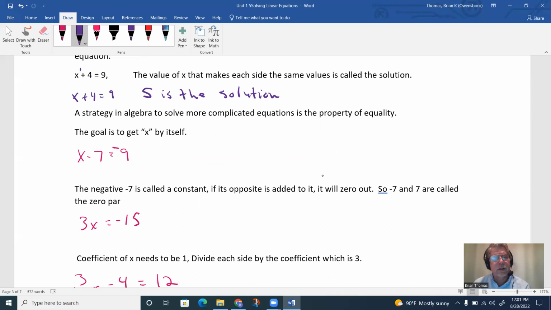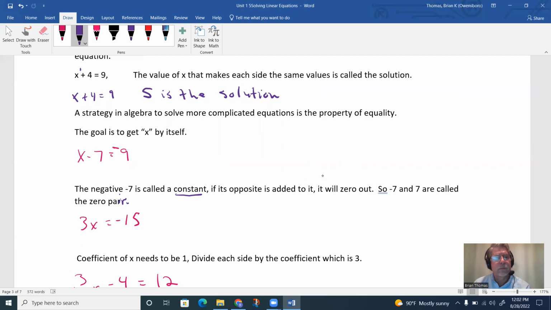What we pick up on is there's this negative 7 here. The negative 7 is also called the constant. What we want to do is add its opposite, because if you add its opposite, it will zero out. In other words, it will actually cancel out of the problem. So if we have a negative 7, 7 would be called its opposite, and negative 7 and 7 would be what we call a zero pair. So that's a zero pair.